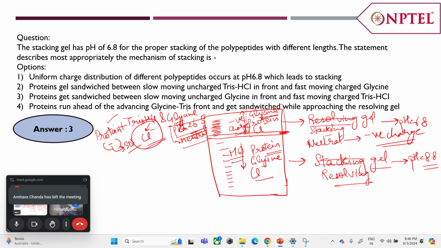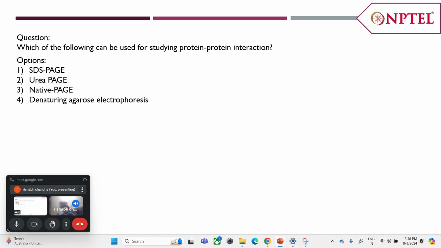If not, then we'll move on to the next question. Which of the following can be used for studying the protein-protein interactions? SDS page, urea page, native page, or denaturing agarose electrophoresis? Can anybody guess? Okay. Any more answers?